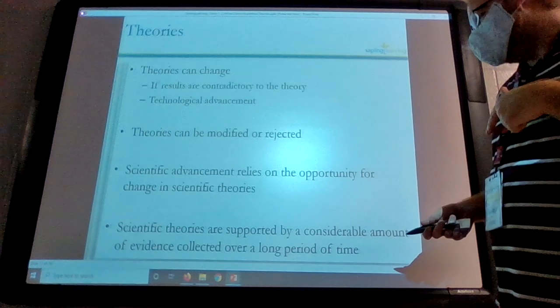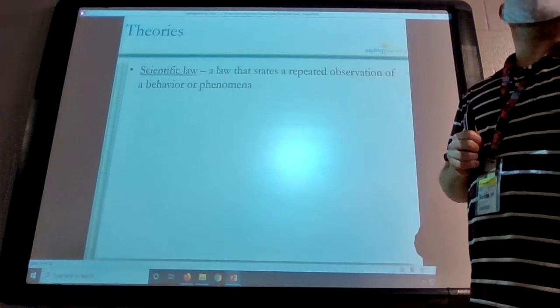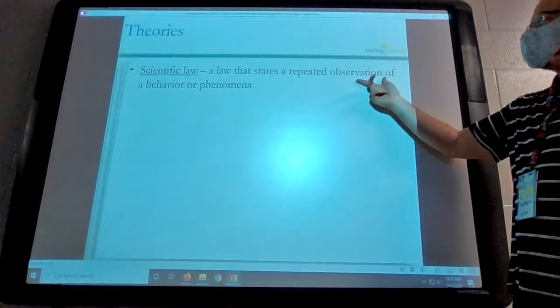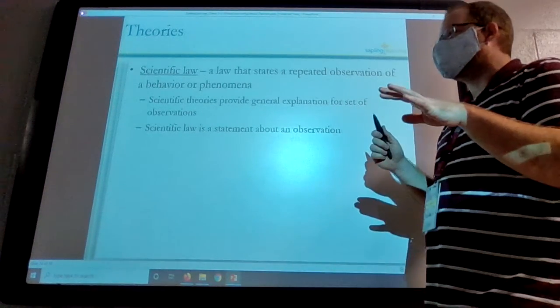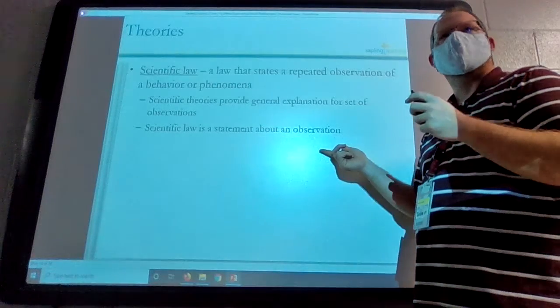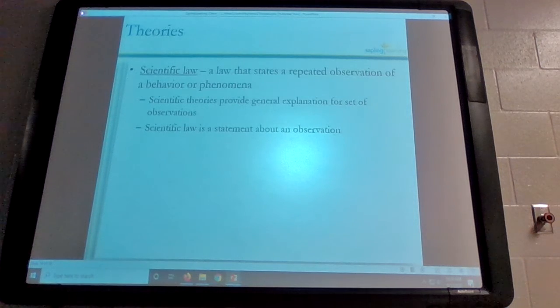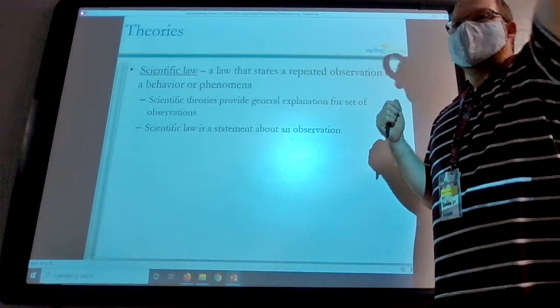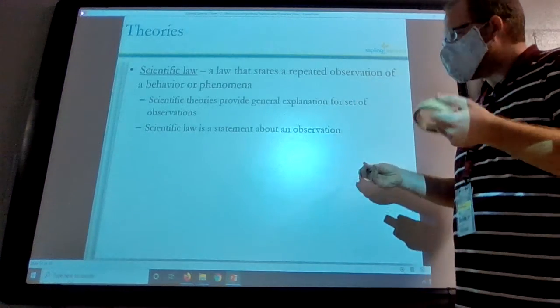Scientific theories are supported by a considerable amount of evidence collected over a long period of time. So we already said that. And if a theory is around for long enough and it's specific enough, it can move into scientific law. A law states that a repeated observation of a behavior or phenomenon is not really subject to change a whole bunch, but it's more about observations. So like gravity is not a theory. If I hold this up and I let go of it, what's it going to do? Drop. Gravity's not ever going to turn off. We might understand something different about it, but gravity is a law because gravity is always going to be here. It's not ever just going to go away.